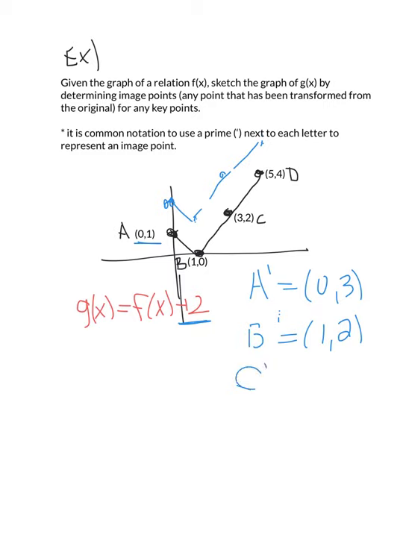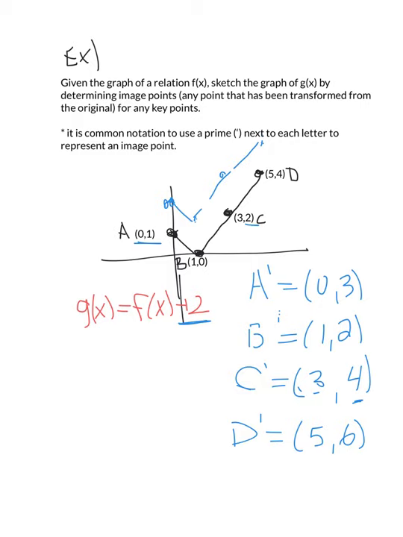C prime, so C used to be (3, 2). I'm shifting it up 2, so my new C is going to be (3, 4). I take the 2 in the y and I've added 2 to it to get to 4. And D prime is going to be at (5, 6). It used to be at (5, 4). I've shifted it up 2 units.